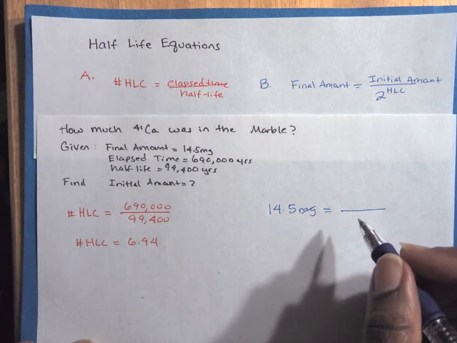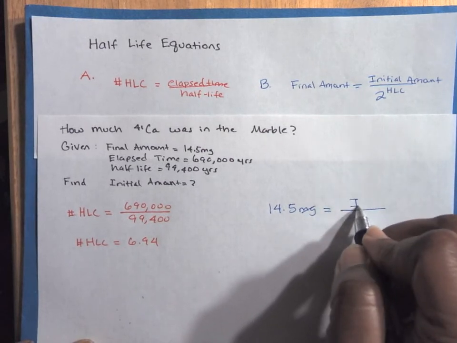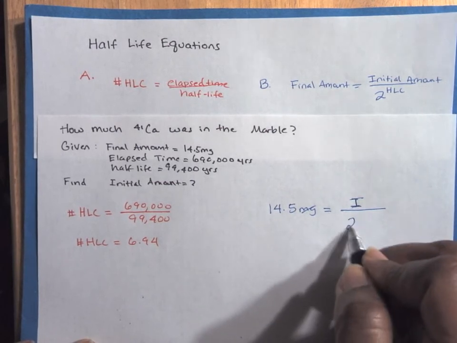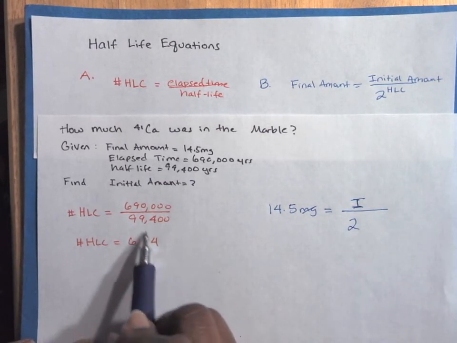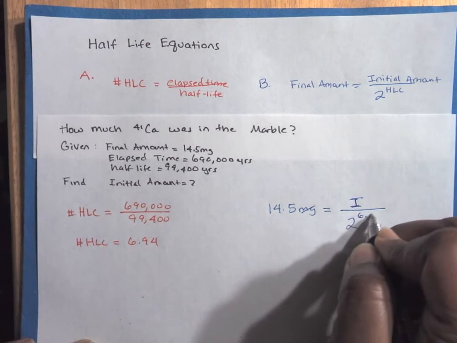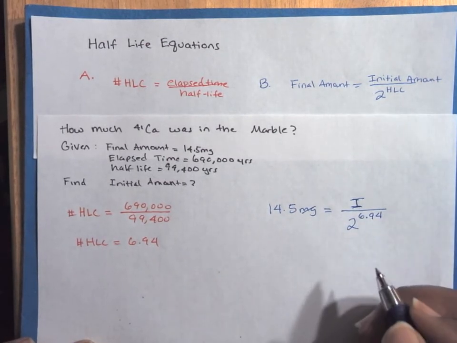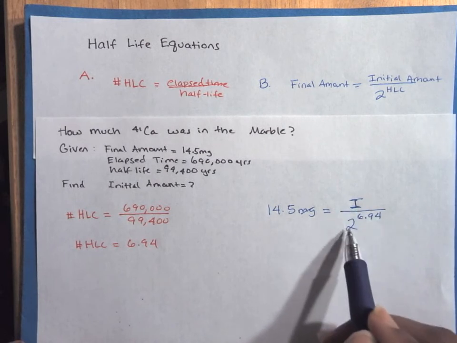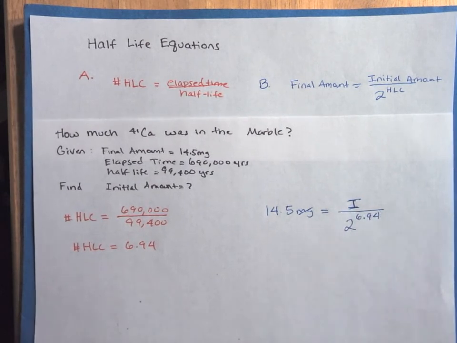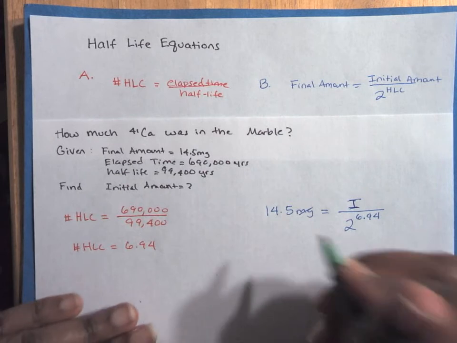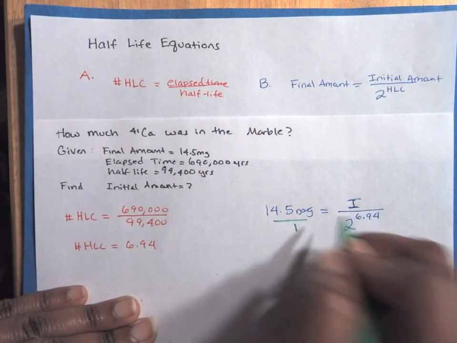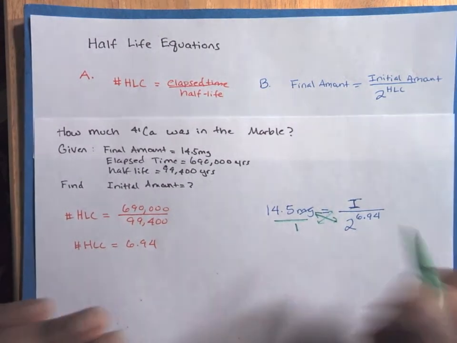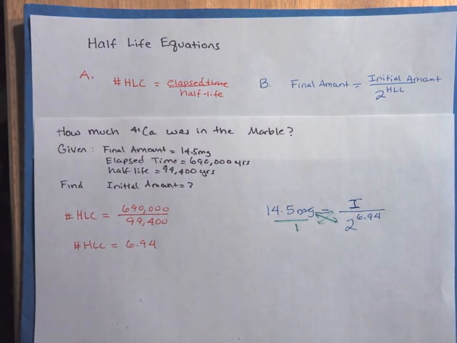Okay, so the initial amount is what I'm looking for, so I'm just going to leave I as my unknown variable. And 2 raised to the power of the number of half-life cycles is 6.94. The math I'm doing here is, when you have a fraction next to an equal sign, you can use cross multiplication to help me solve here.